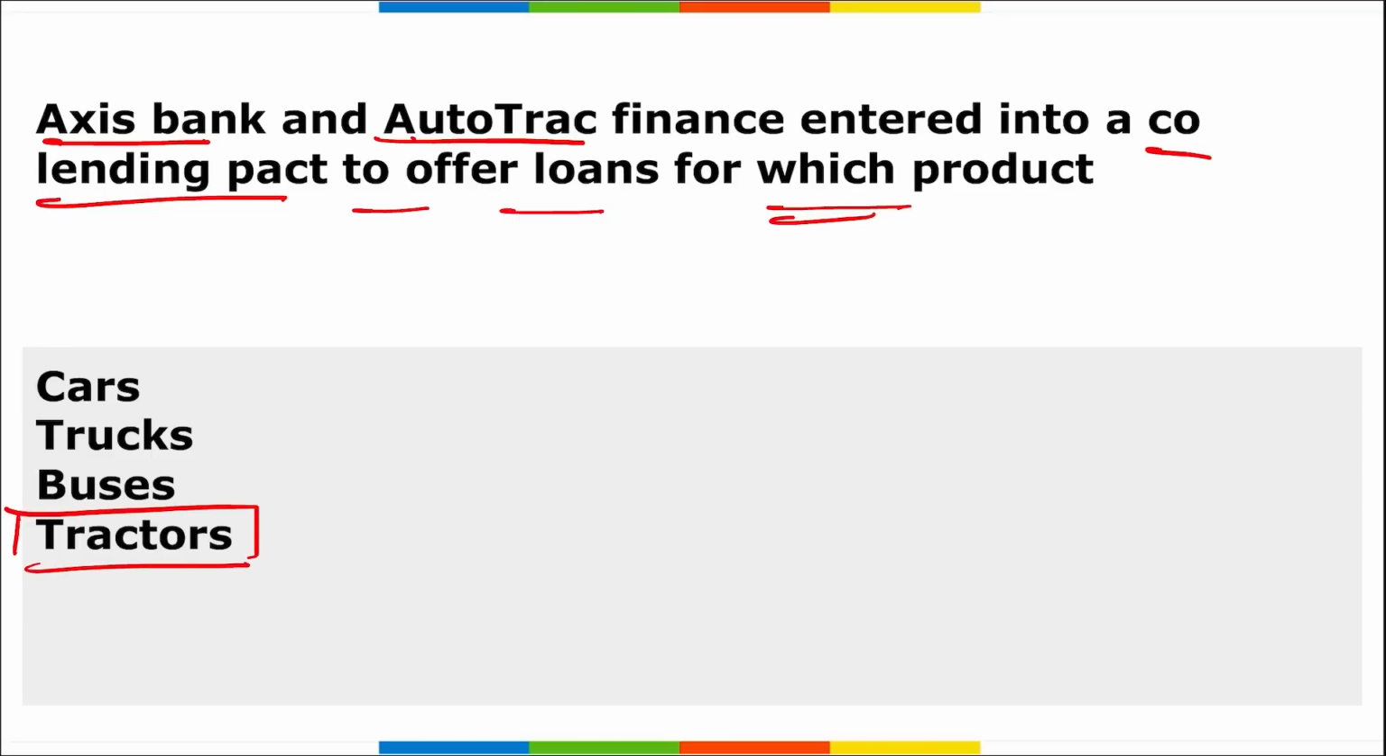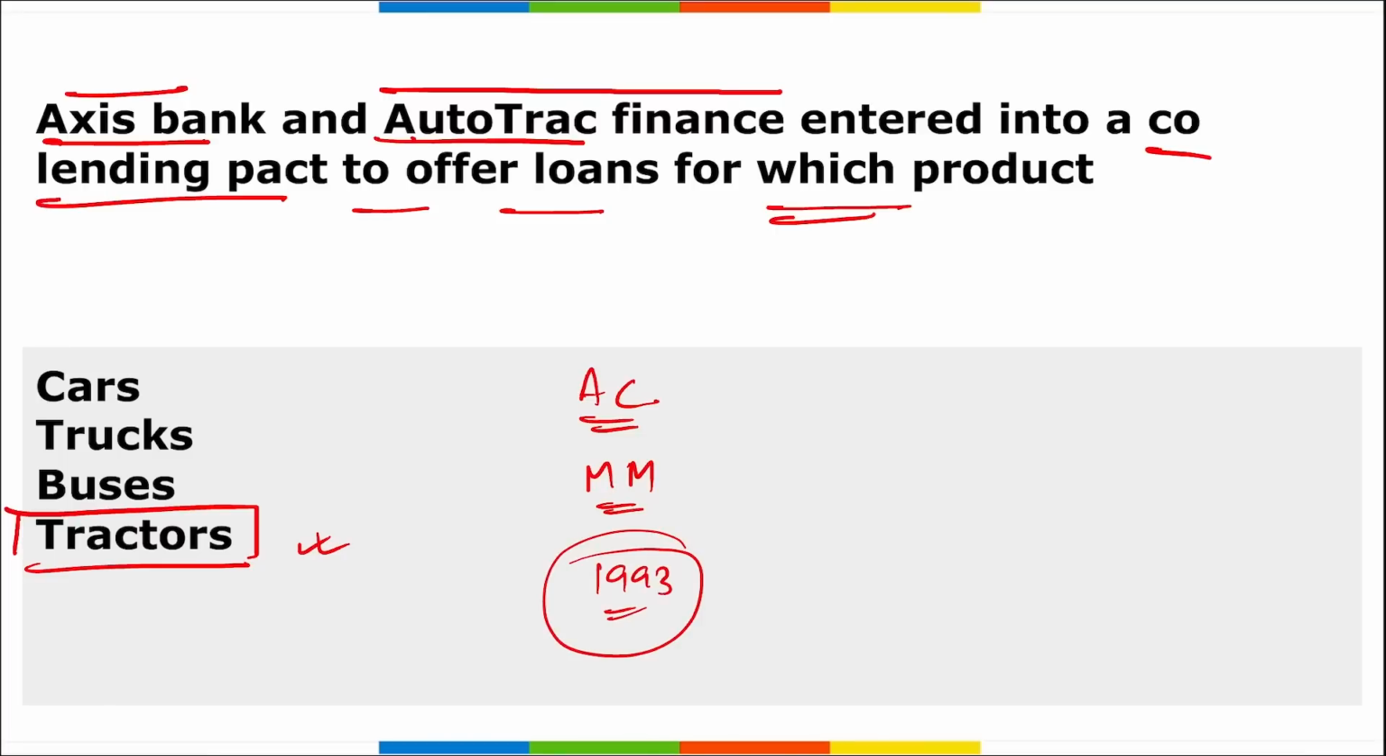That means they will be helping the agriculture perspective, and they will be helping the farmers to cater for their financial needs of the rural segment in India. This partnership will provide easy credit availability for the farmers at optimal interest rates. So, for buying new tractors to the farmers, Axis Bank and Autotrack Finance Limited will offer loans for these tractors. If we talk about Axis Bank, Amitabh Chaudhary is the current MD and CEO. Mumbai, Maharashtra is the headquarter, and 1993 is the establishment year for the Axis Bank.